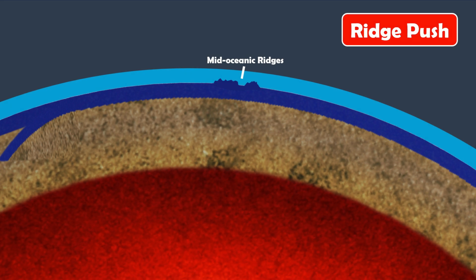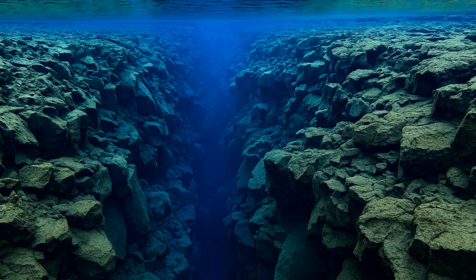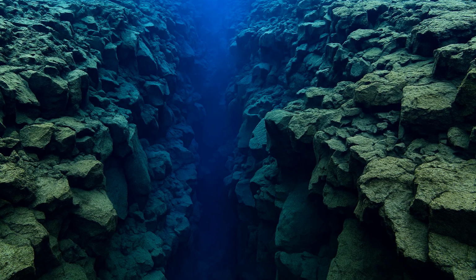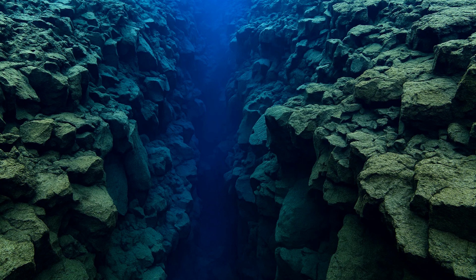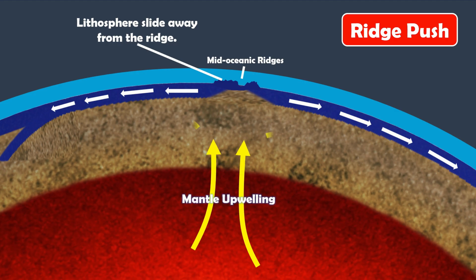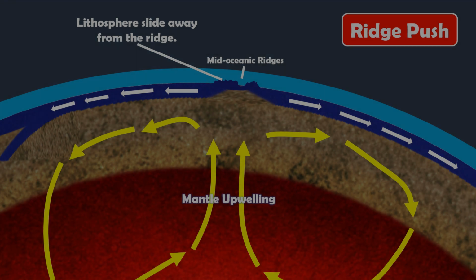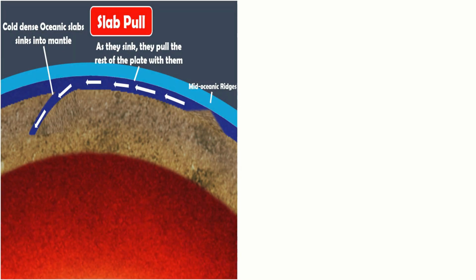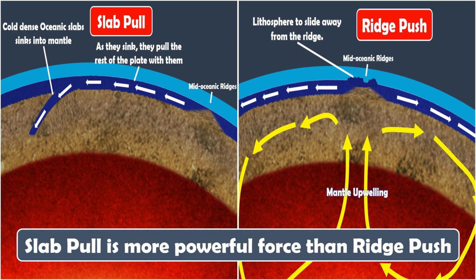Another important driving force is ridge push. It is basically a gravitational force, resulting from the elevated position of the oceanic ridge. Here gravity causes the lithosphere to slide away from the ridge. Scientific evidence shows that ridge push is a gentler force compared to slab pull.